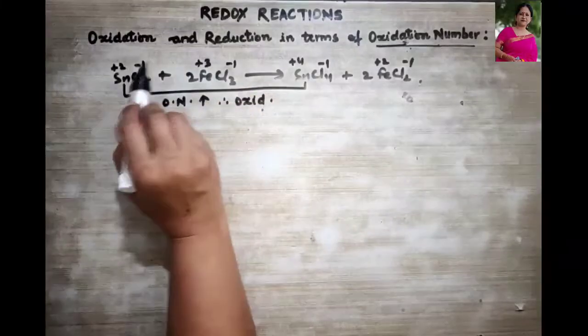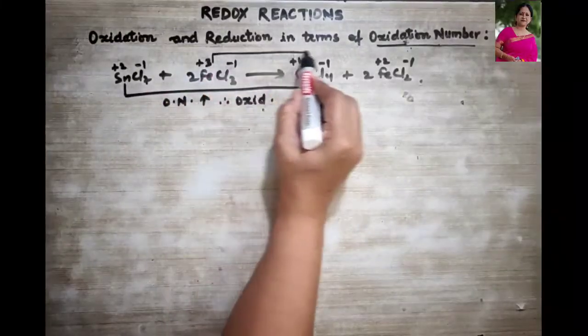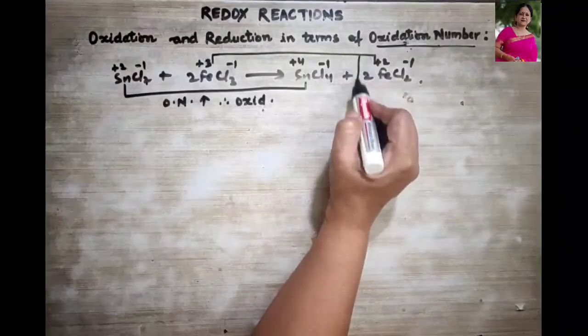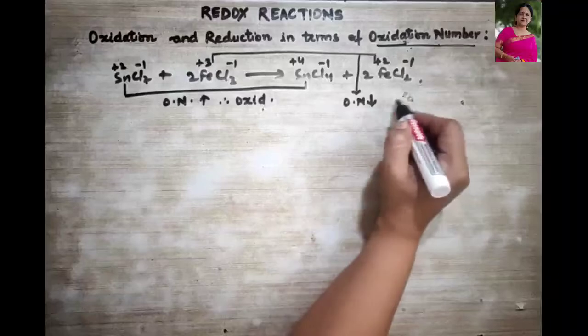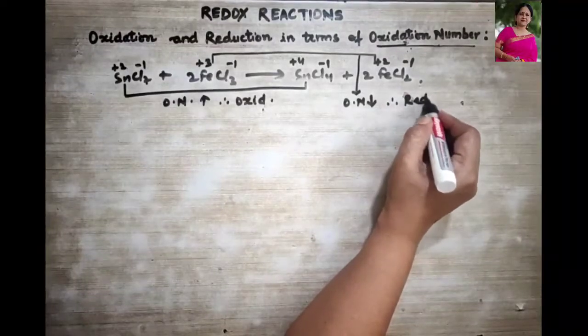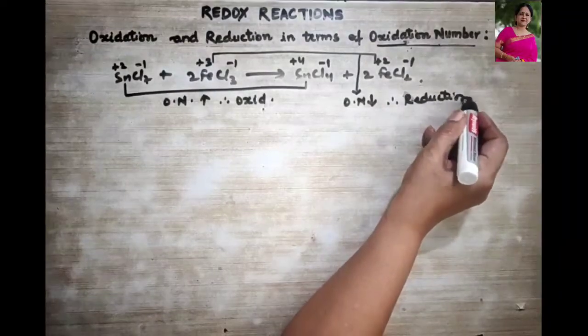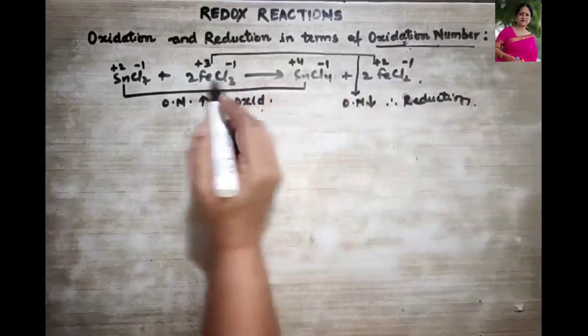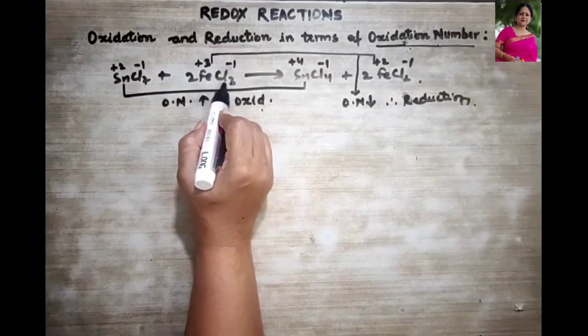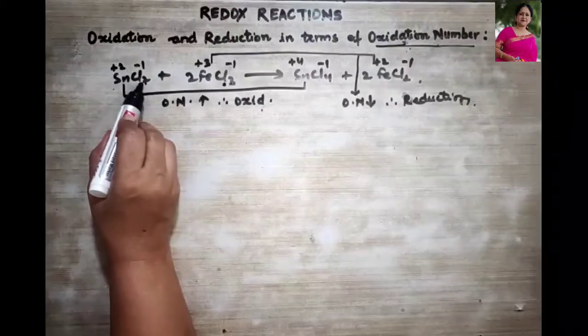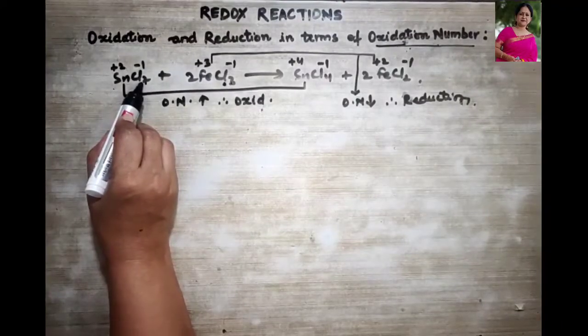Whereas if you see over here, Fe3+ has gone to Fe2+. So what is happening over here? The oxidation number is reduced. Therefore, reduction is taking place. Right? If reduction is taking place, then your FeCl3 is what? It is your oxidizing agent. And SnCl2 is what? This is your reducing agent.